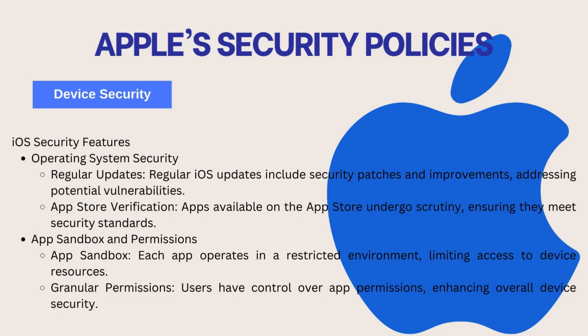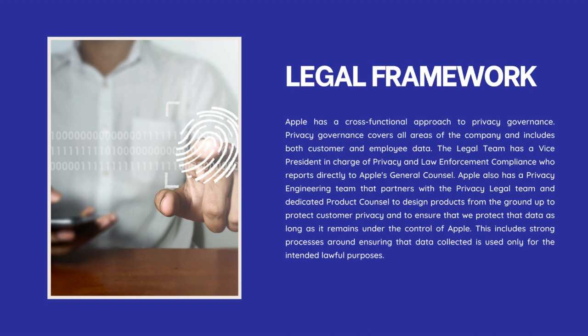In the next section, we will be discussing the legal frameworks. Apple has a cross-functional approach to privacy governance. Privacy governance covers all areas of the company and includes both customer and employee data. The legal team of Apple has a vice president in charge of privacy and law enforcement compliance who reports directly to Apple's general counsel. Apple has a privacy engineering team that partners with the privacy legal team and dedicated product counsel to design products from the ground up to protect customer privacy and to ensure that Apple protects the data as long as it remains under the control of Apple. This includes strong processes around ensuring that data collected is used only for intended lawful purposes.